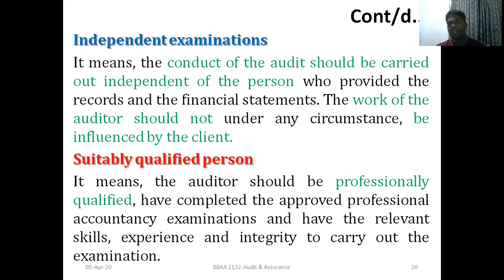In Sri Lanka, the person who wants to become an auditor must complete CA Sri Lanka. In addition, they have to have some years of experience and some other skills. The mandatory one is that the person should complete chartered accountancy. So suitably qualified person means the auditor should be professionally qualified, having completed the approved professional accountancy examination, and have the relevant skills, experience and integrity to carry out the examination. That is indicated by suitably qualified person. I hope you understand.